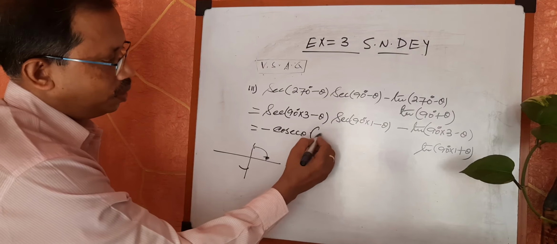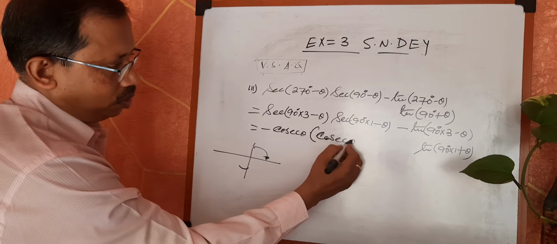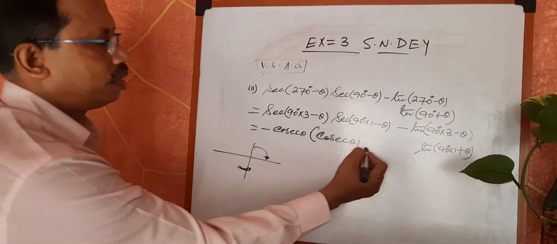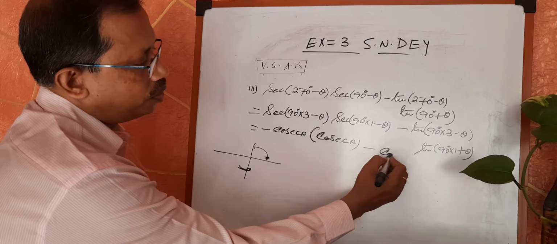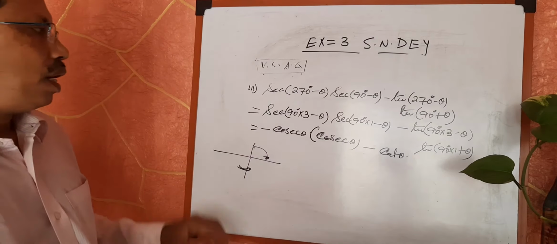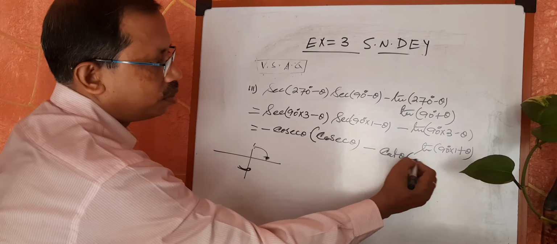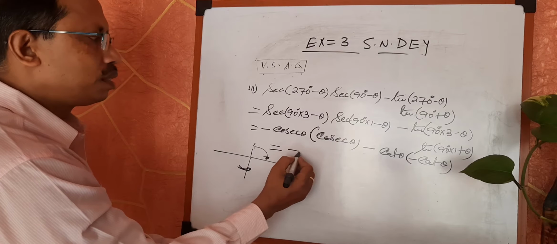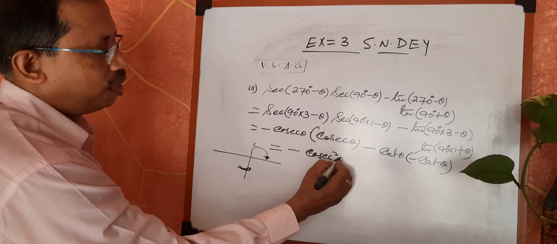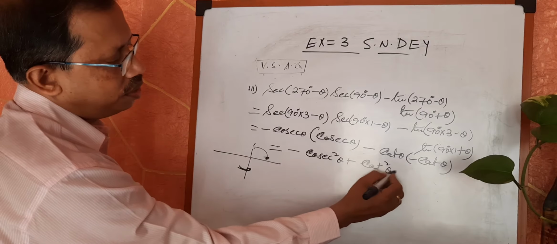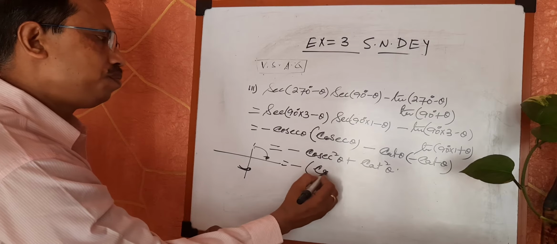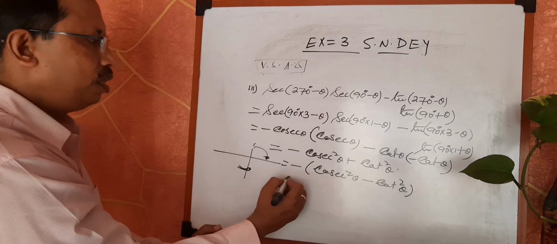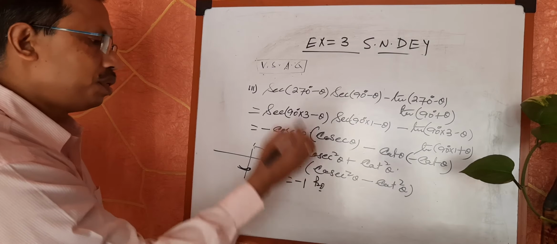First quadrant, so this is cosec θ. Then 90° × 3 − θ, tan θ, in the third quadrant. So this is cot θ. And 90° + θ, that is minus cot θ. So here we got minus cosec² θ plus cot² θ. So taking minus common, cosec² θ minus cot² θ, that is minus 1.